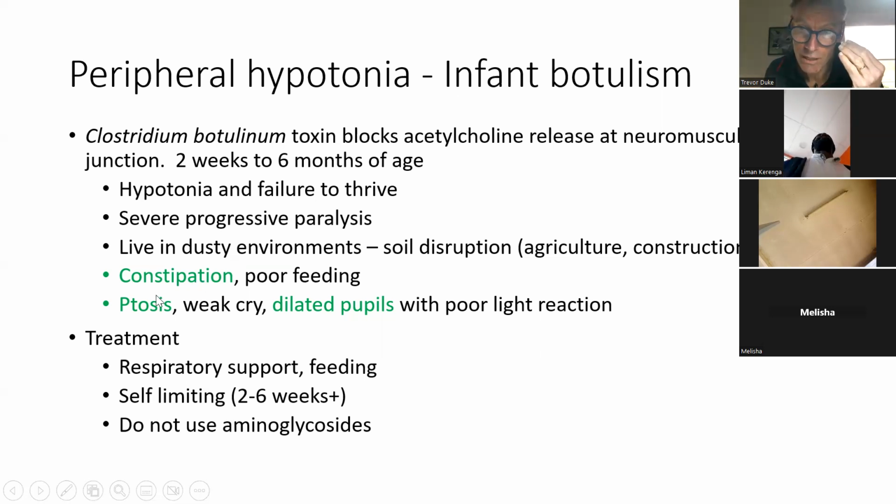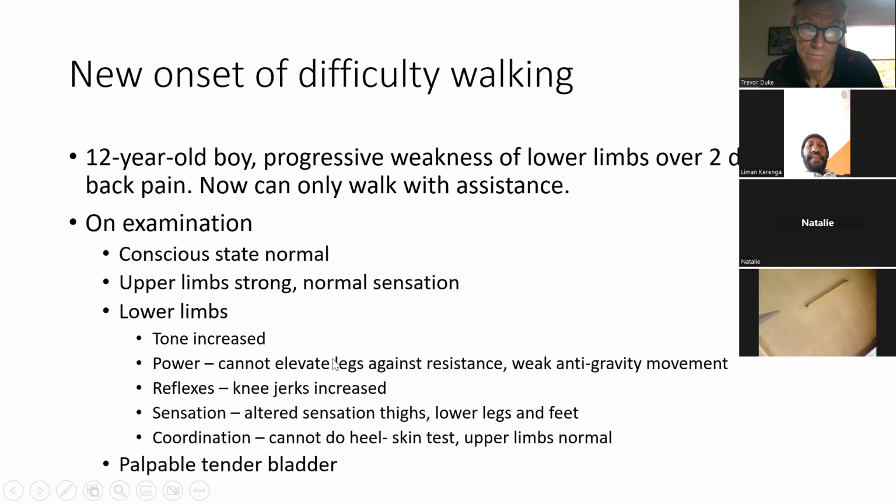And they have ptosis, so their eyelids can't be elevated. They often have a weak cry. And the clue to it is their ptosis, and they have dilated pupils and often a very poor light reaction. Sometimes people think they've got a central problem, a brainstem problem. It's actually just the effect of the botulinum toxin on their pupillary muscles. I won't go into the treatment, but just in terms of thinking about infant botulism, when you see a baby who's got hypotonia, those are the clinical features.